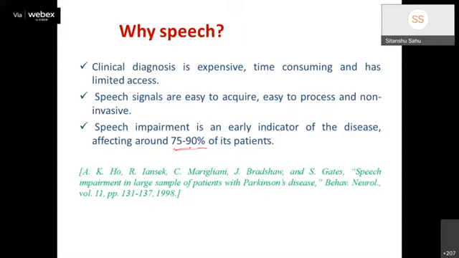Now, speech is easily acquired, an easy process, a non-invasive method, so we can utilize speech as an indicator for the onset of Parkinson disease. We can classify and predict whether a recorded speech is of Parkinson type or a healthy one. That's the thing we need to identify using a machine learning algorithm.